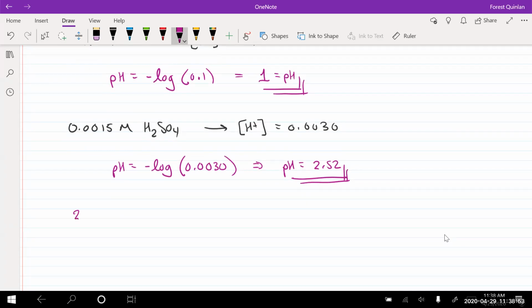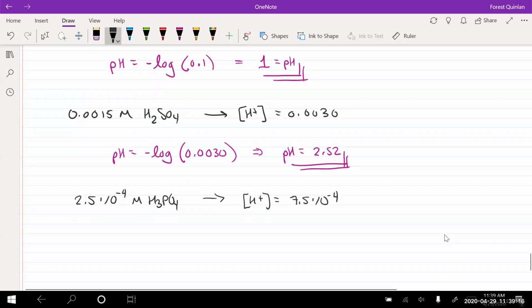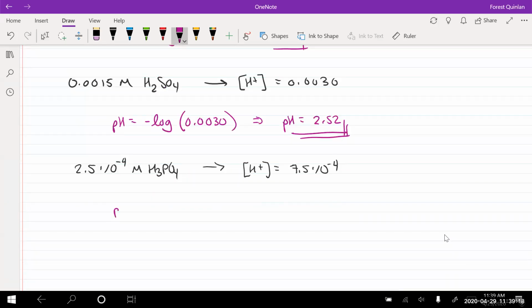We have fewer in there to do the job, so we're not going to be quite as acidic. We had 2.5 times 10 to the negative 4 molar H3PO4. You told me that the H plus concentration was equal to 7.5 times 10 to the negative 4. This is the one where I'm going to pause to let you try this to make sure we're doing it right. pH is equal to negative log of 7.5 times 10 to the negative 4, and hopefully you will get a pH equal to 3.12.